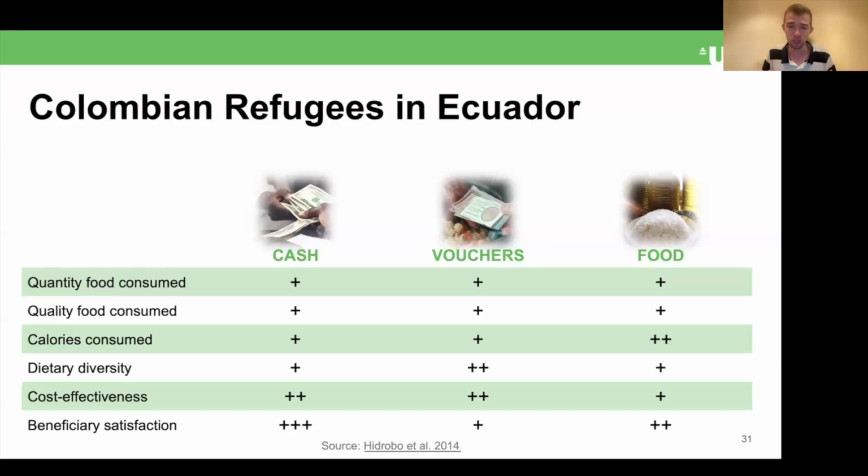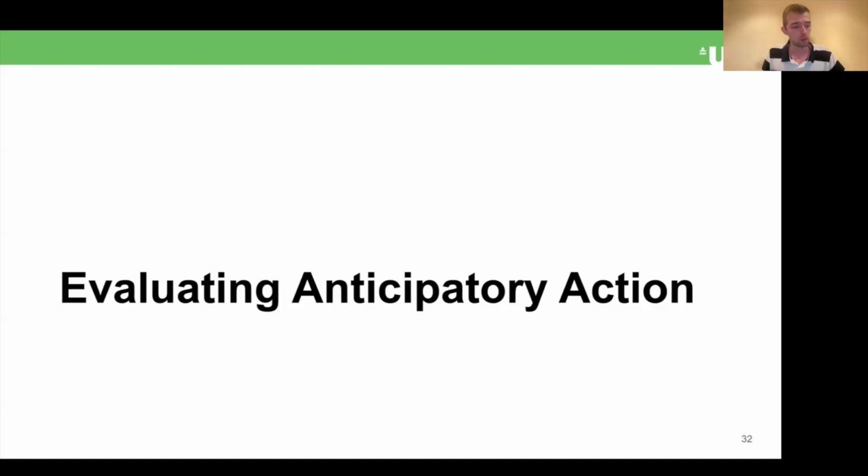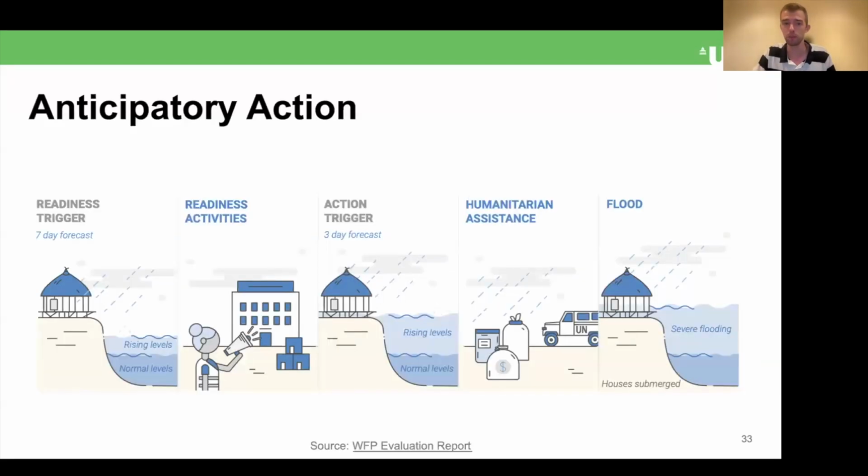This is how we create evidence, and this is how we then look at the evidence and use that for future implementation of new programs and decision making. So finally, what I want to discuss, and I'll use the last 5 minutes for that, is another type of humanitarian aid, which is called anticipatory action, and how we can evaluate that and look at a specific case study of how that was done in Nepal.